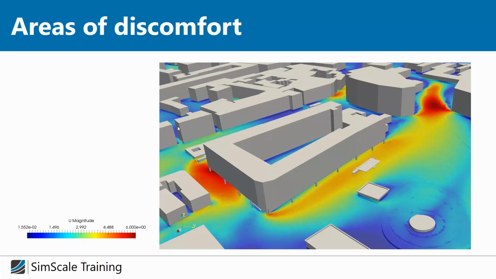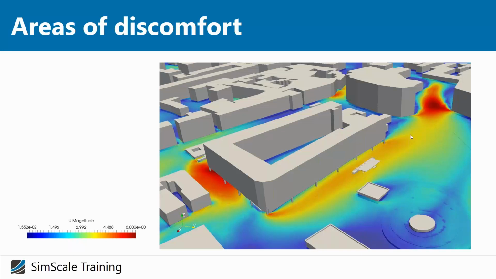And coming back to Felix's question, so how can we modify the building here to reduce that problem? And the answer is actually we can't, because for this area, the reason is not the building. The reason is these two buildings here. Because here you can see we have this high velocity area, which means that we also have a low pressure area here. And this low pressure area is sucking the air from this side. And that's the reason why we have these high air velocities here.